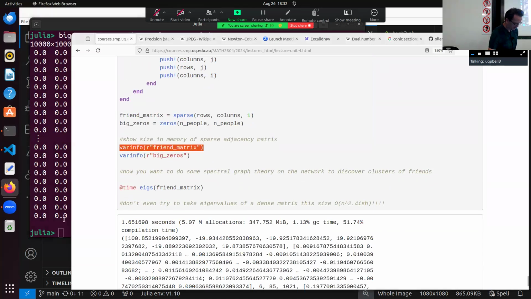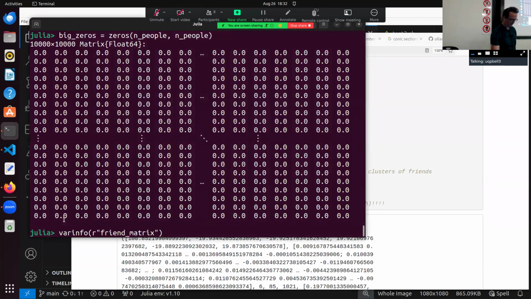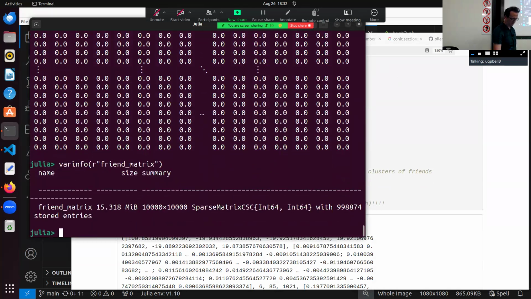If you want to know how big this is in memory, we can do var info friend matrix. This is only 15 megabytes. So 10,000 by 10,000 by Float64. You probably wouldn't do Float64 unless you were going to do, this is a tricky thing though, you might want Float64 if you're going to do something like eigenvalues or matrix solves on this stuff. This is only 15 megabytes.